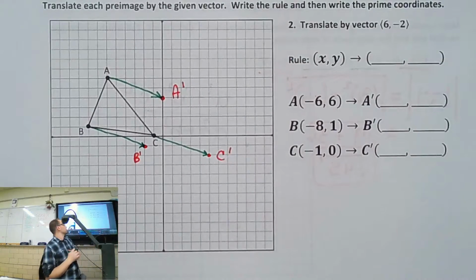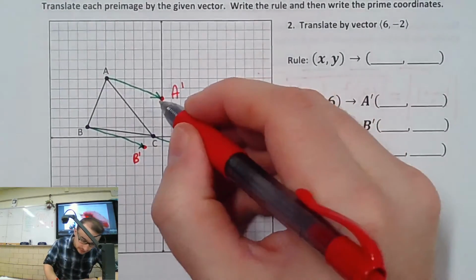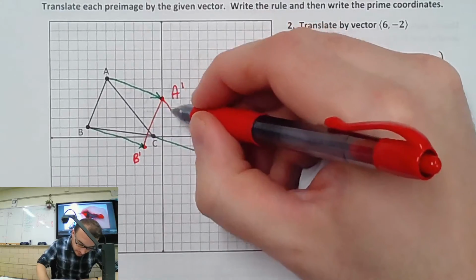Is everybody cool with moving those dots by the vector? See, 6 to the right, 2 down? Do you know where I got that 6 to the right and 2 down from? Awesome. After we move it, we're going to connect our dots. So we move the entire image.